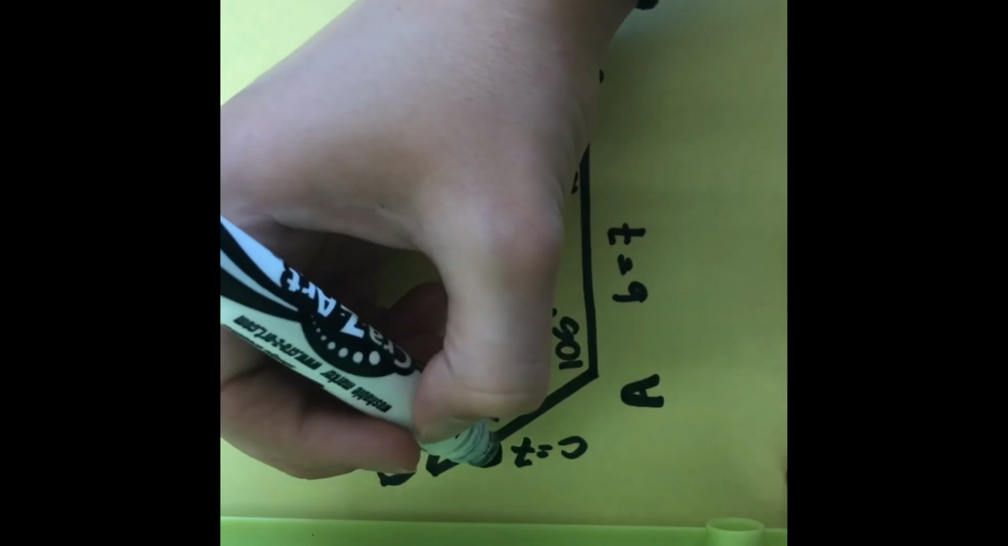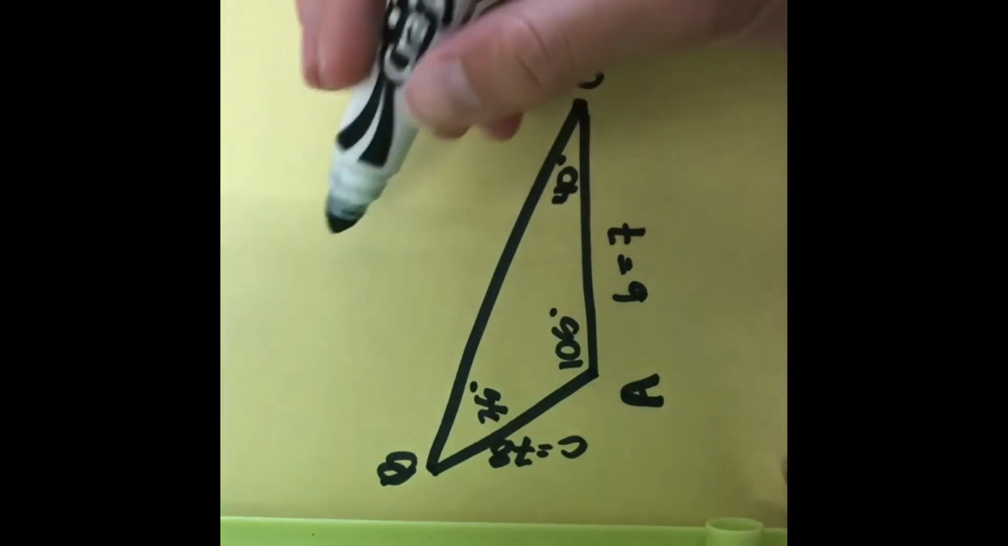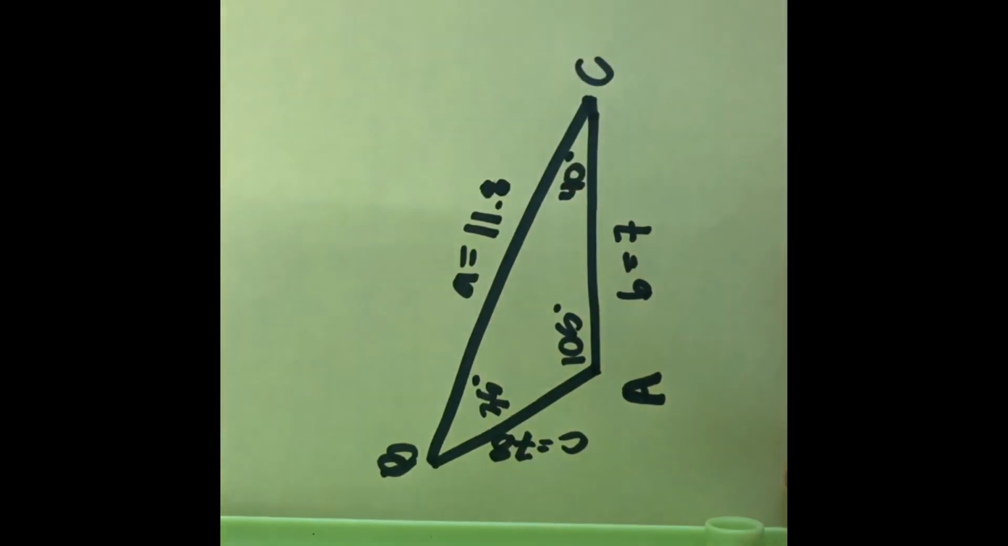So now this is the newly solved triangle with all of the sides and angles solved. And we did that all through the law of sines. So yay, we finished.